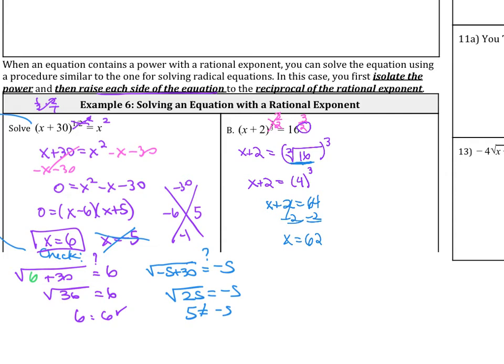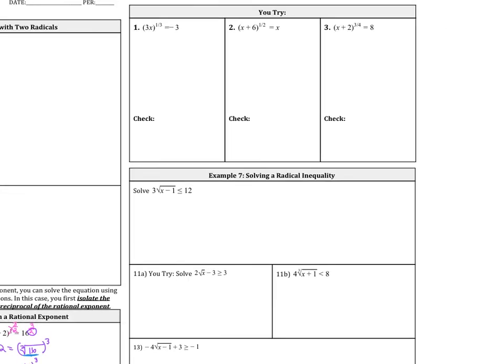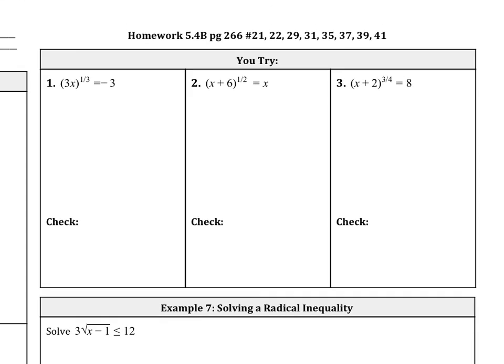Then you could plug it in. Now, just to practice plugging it in. So this is 62 plus 2, and then it's raised to the 2/3. Does that equal 16? So remember, this is the cube root of 64 raised to the second power. Cube root of 64 is 4. And 4 squared is 16. And so this works. So our answer is x equals 62. So here are some examples. Try these 3. They're similar to the other ones.